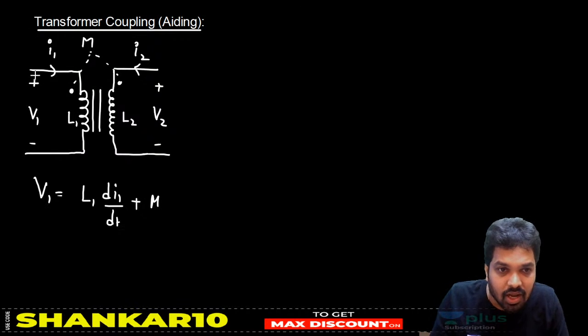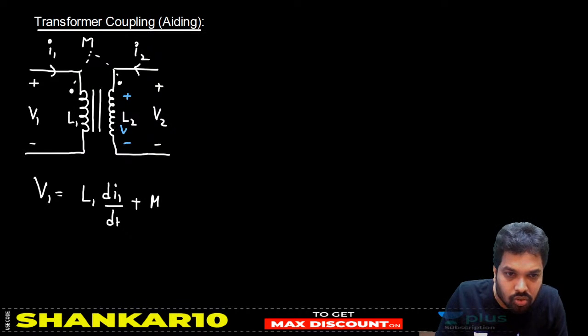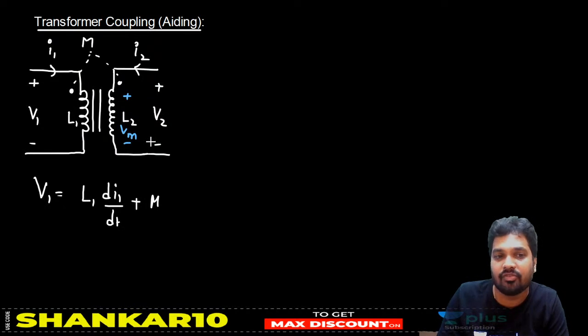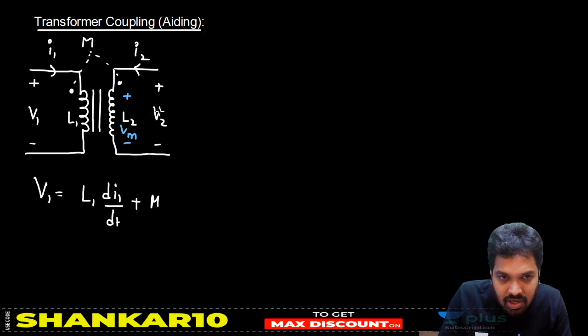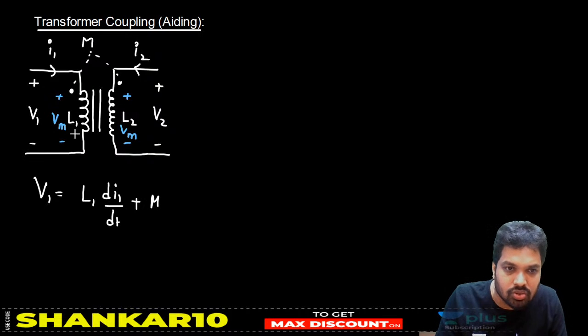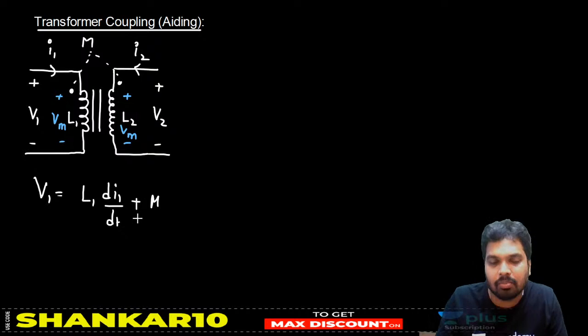What is our method? If current is entering through the dot, at the other dot you should take positive for the mutual induced EMF. So the rule is satisfied, right? This is how you take it. Similarly, if current is entering through the dot, at the other dot you should take positive for the mutual induced EMF. So these two are with the same polarity.